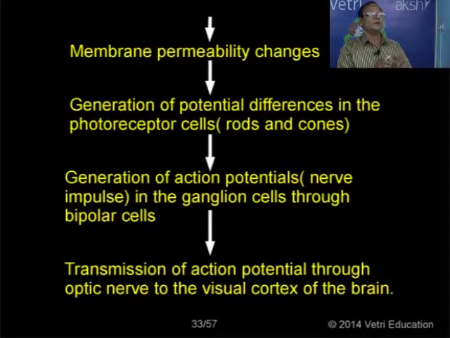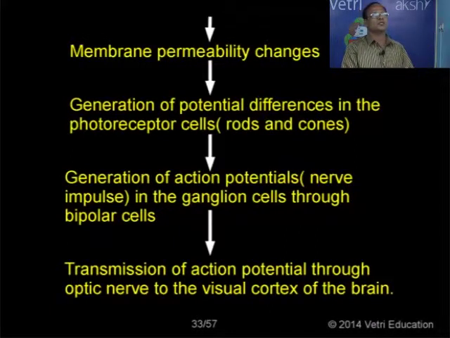The main idea is as in the transmission of impulses in a normal nerve fiber: generation of action potential because of ionic change. The ionic channels are opened for sodium and potassium according to the stimulus given. Likewise here, the membrane permeability of the rods and cones changes.